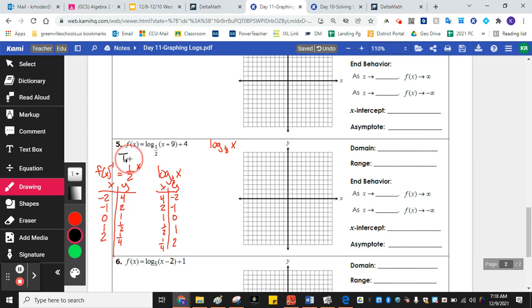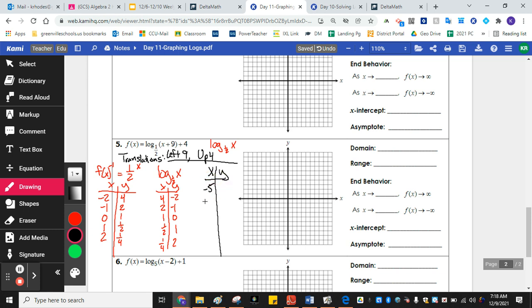So our translations: inside moves it left or right, positive is to the left. Outside, up and down, positive is up. So I'm going left 9 and up 4. So my actual points I'm graphing, did I flip them? Yeah, I flipped them. Okay, so I'm going left 9. I was at 4, and if I go left 9, now I'm at -5.